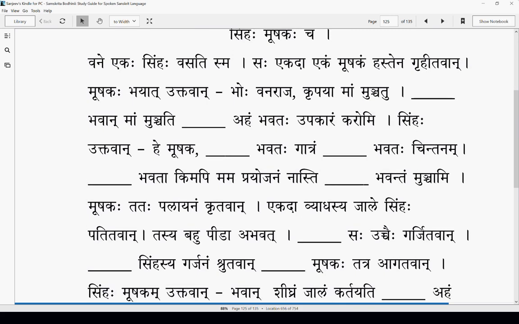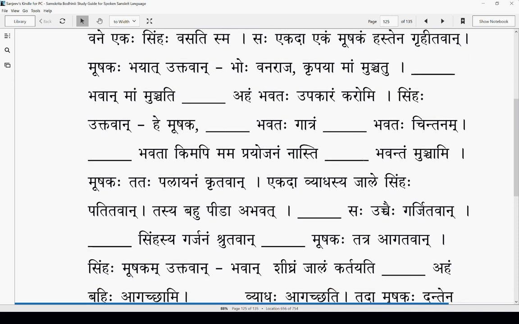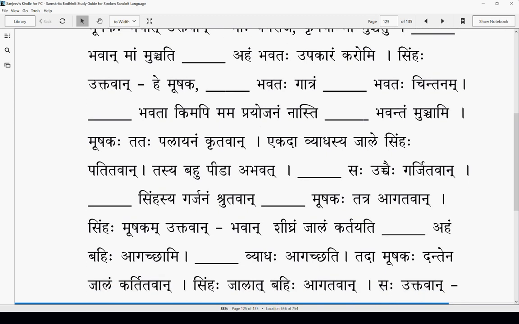Next one. Yada simhasya garjanam shrutavan, tada moshakaha tatra agatavan. Yada means when, tada means then. When he heard the lion's roar, then the mouse came there. Okay, next.